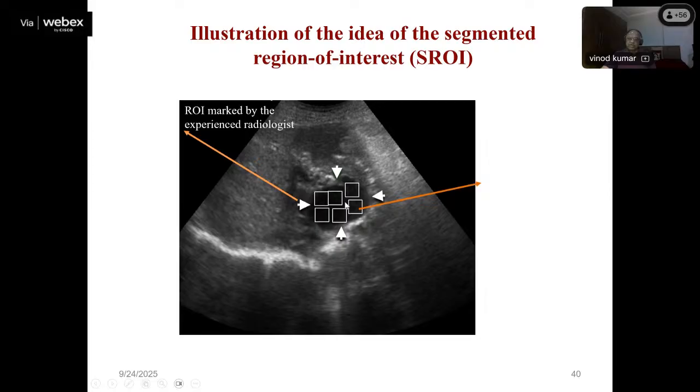From one tumor, 6 patches were taken, and all these 6 patches were from the same tumor. So the ROI was marked by the experienced radiologist, and the sub-ROIs were selected by the research scholars.